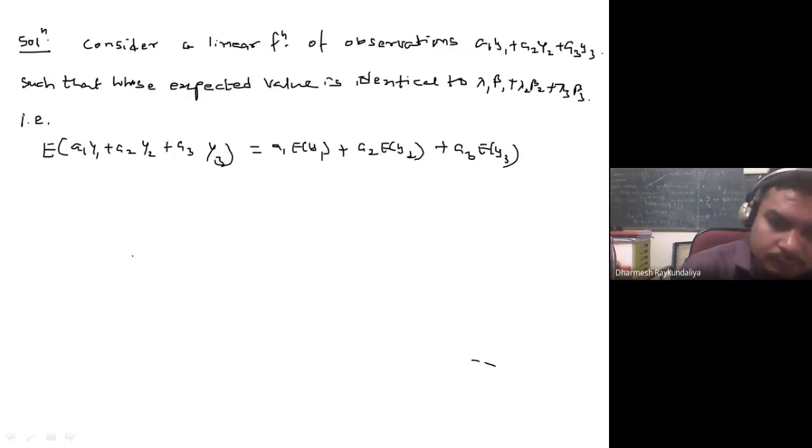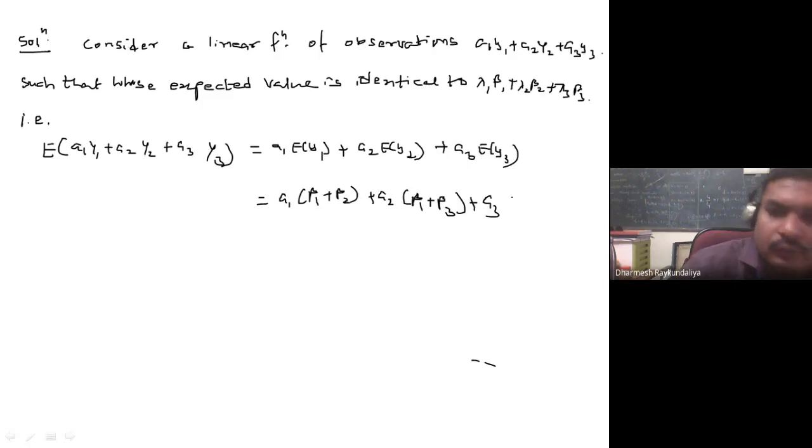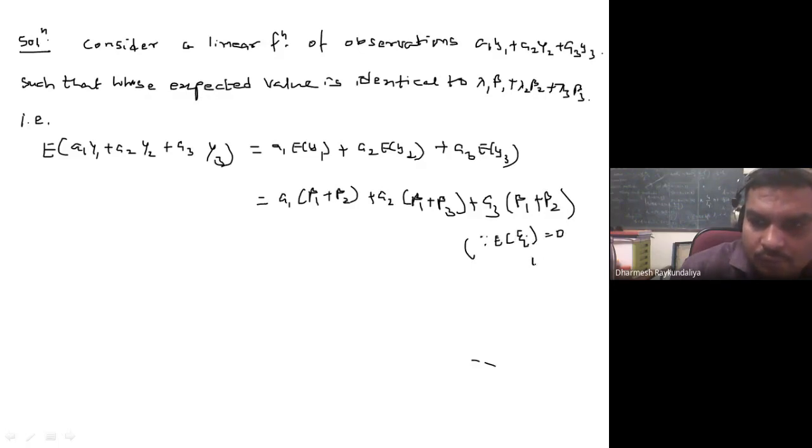So you will get a1 times beta 1 plus beta 2, a2 times beta 1 plus beta 3, and a3 times beta 1 plus beta 2. Why? Because expectation of epsilon i is 0, for i equal to 1, 2, 3. Now write the terms of beta 1 together. What will you write?